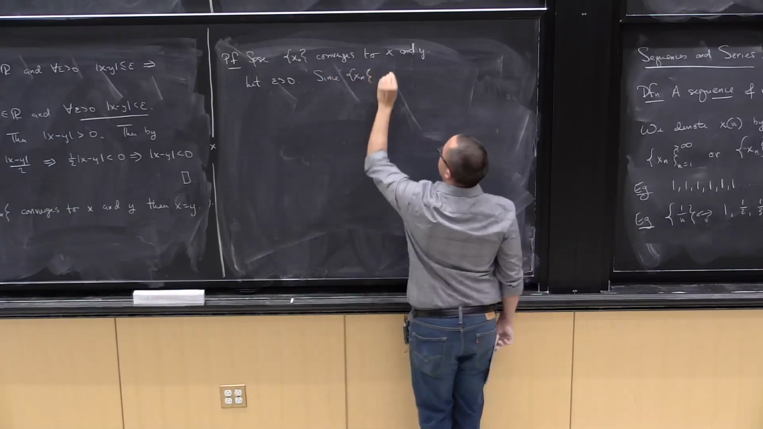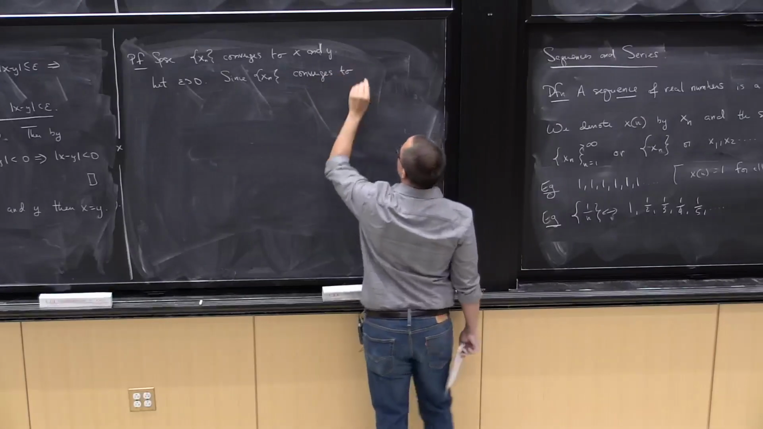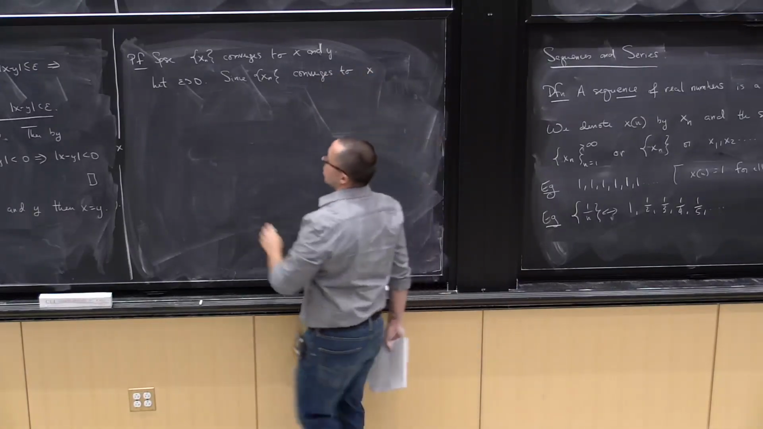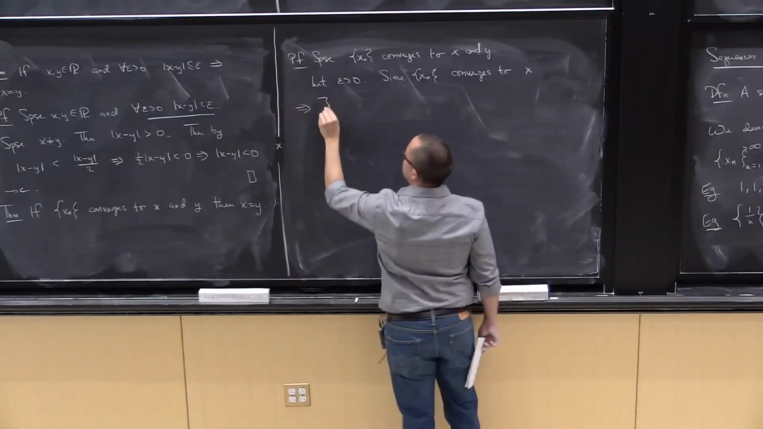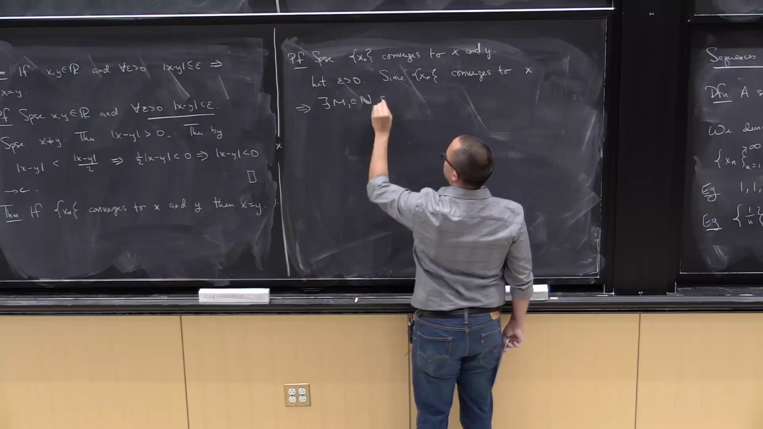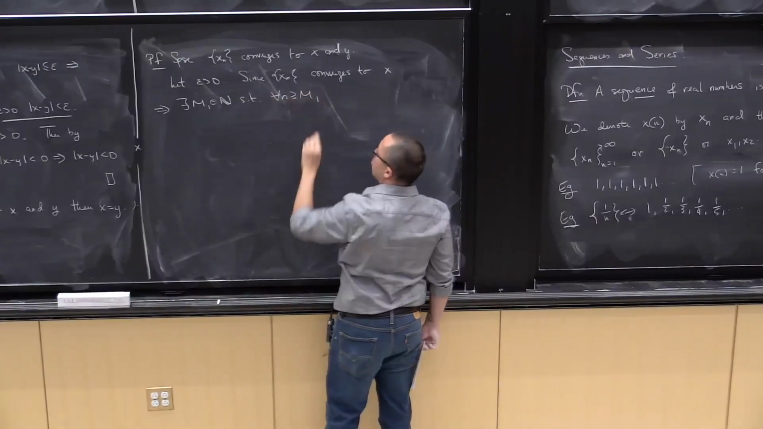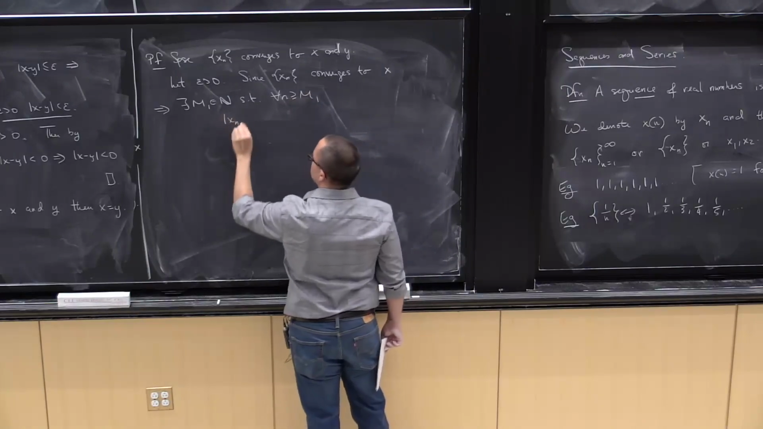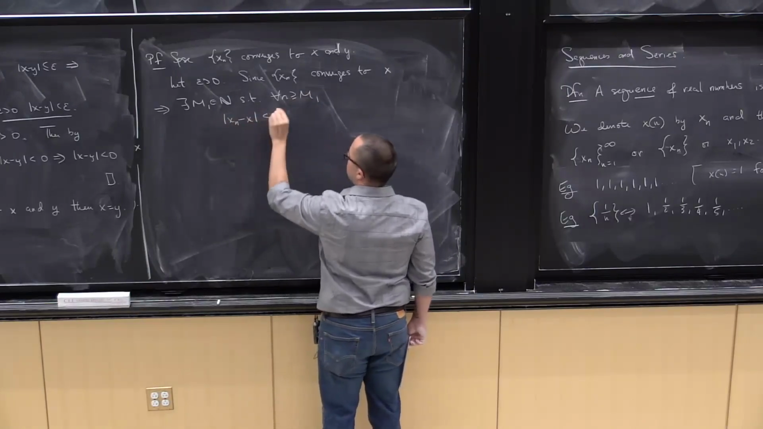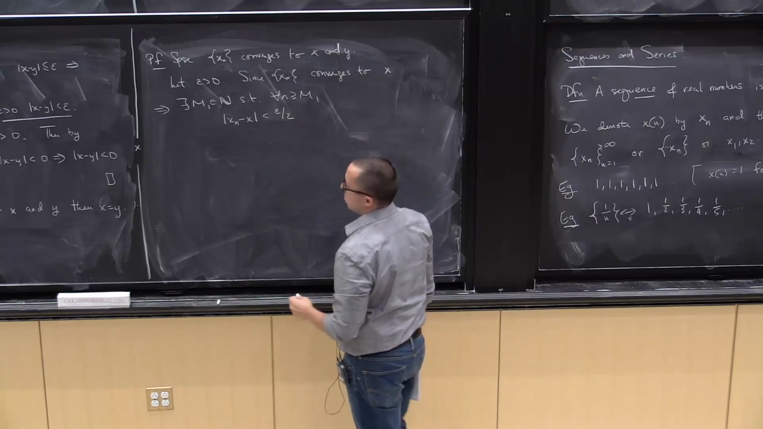Since x sub n converges to x, that implies that there exists a natural number m1 such that for all n bigger than or equal to m1, |x sub n minus x| is less than epsilon over 2. Why the epsilon over 2? You'll see, magic happens.